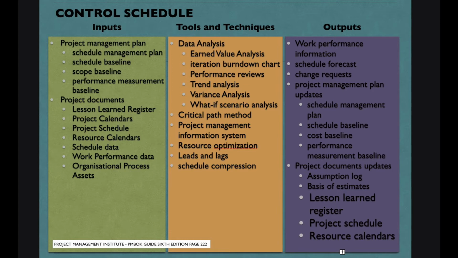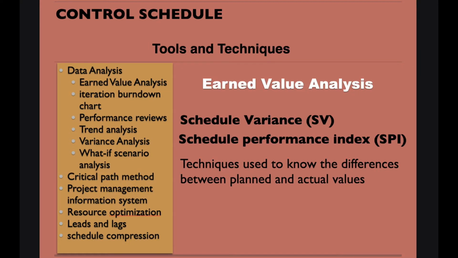As outputs, we will have work performance information, schedule forecasts, change requests, and project management plan updates: schedule management plan, schedule baseline, cost baseline, and performance measurement baseline. Project documents are updated, like the assumption log, basis of estimates, lessons learned register, project schedule, and resource calendars.